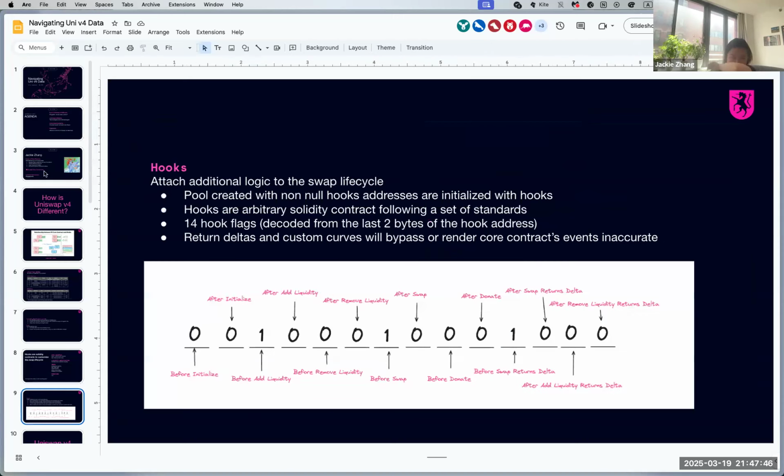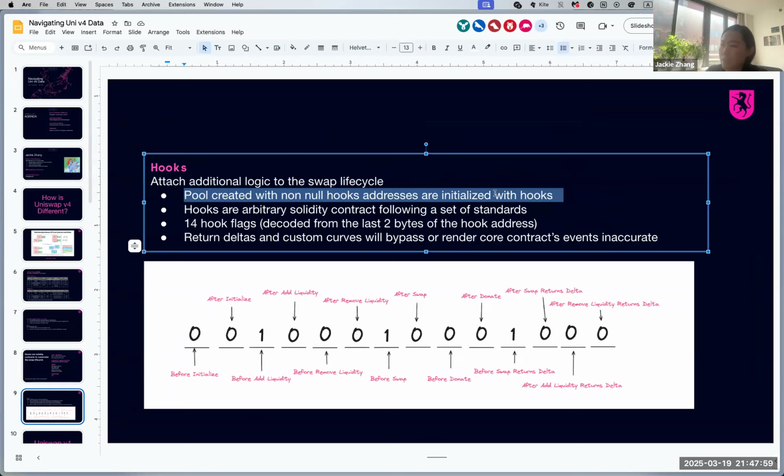Okay, so because hooks can attach additional logic to the swap lifecycle, there are things we should be aware of. I already went over how you can identify whether a pool is hooked or vanilla. That is during the pool creation stage: the initialized event will tell you whether or not it's hooked with a hook. Another very cool thing you can tell by monitoring the hook address is in the last 2 bytes of any hook address. You can decode that and get the 14 hook flags.